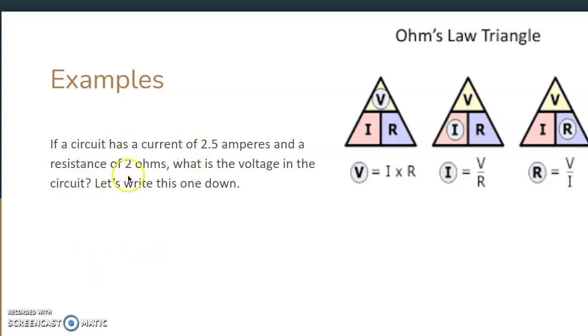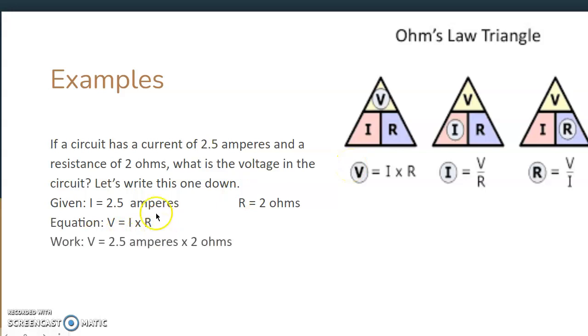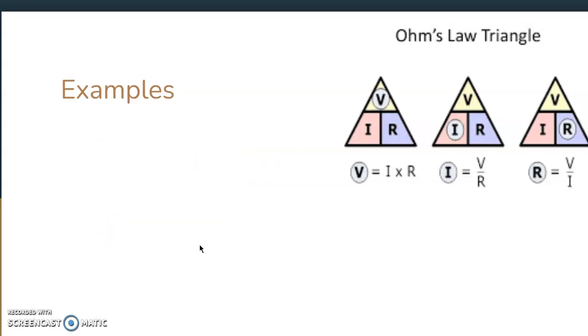All right, if we take notes, these are the ones we're going to write down. If a circuit has a current of 2.5 amps and a resistance of 2 ohms, what is the voltage? Step one, we change our numbers to variables. So I is equal to 2.5 amps, and R is equal to 2 ohms. Now we're asked to find the voltage, so we're looking for the equation that has voltage on the left side. V is equal to I times R. We replace our variables with numbers: 2.5 times 2 is going to be 5 volts for voltage.